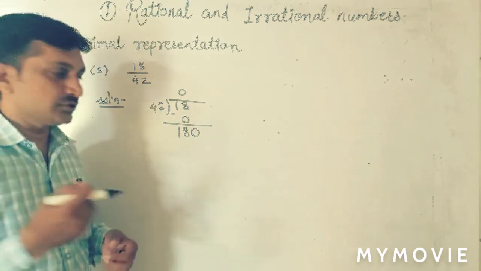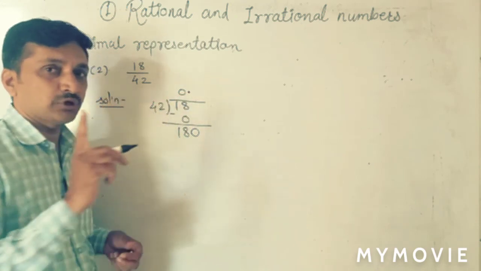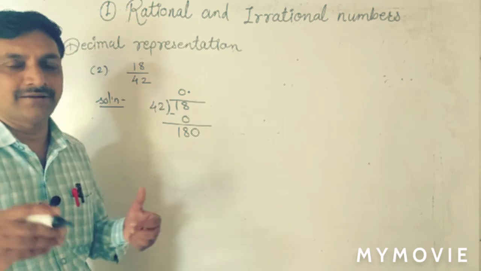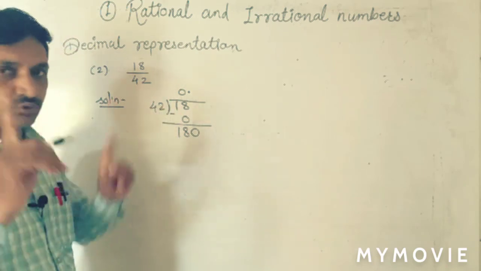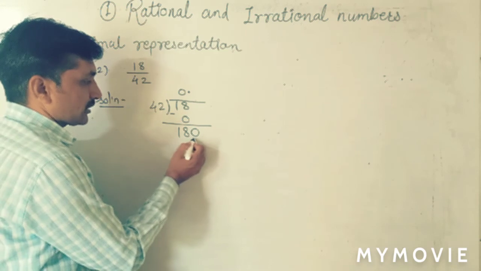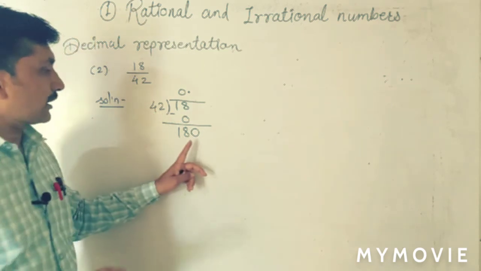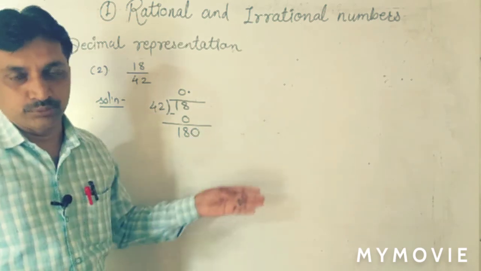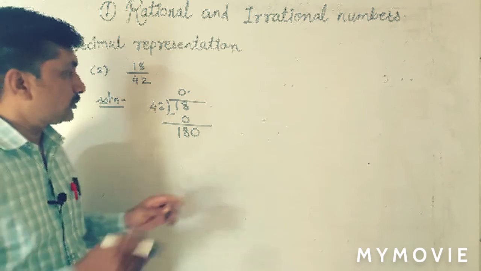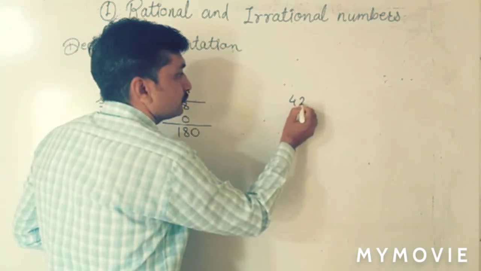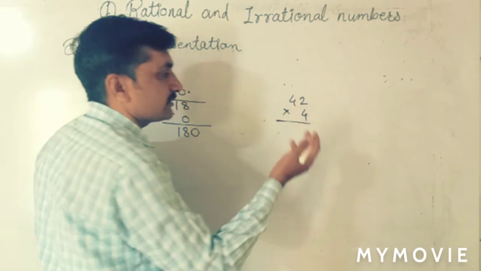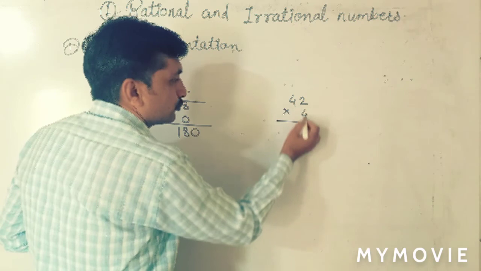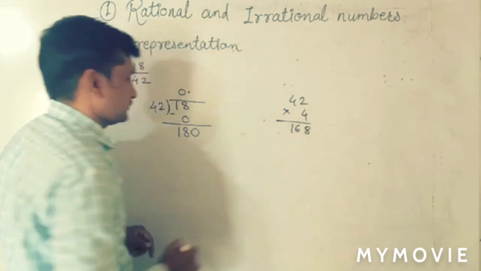The first time when we take 0, you put a decimal point here. First time only. Hereafter we will continuously take 0, but at the same time, don't put the point again and again. Once only. Now 180 and 42. If you don't know the table, we can do it in rough. No problem about that. Now we check 42 4s are. If that is greater, then we will take 3. If that is smaller, then we will select. 4 2s are 8, 4 4s are 16.